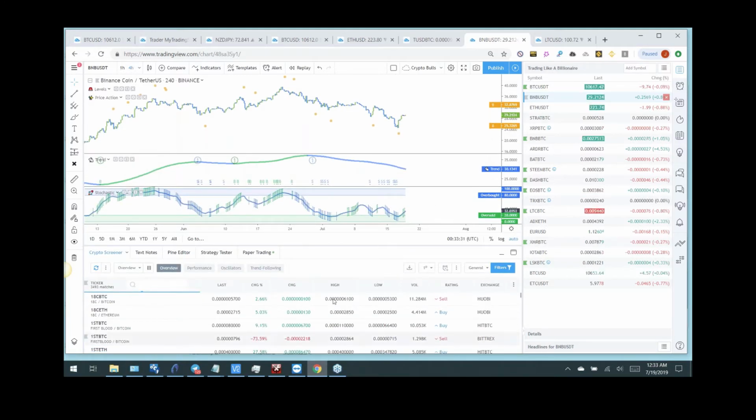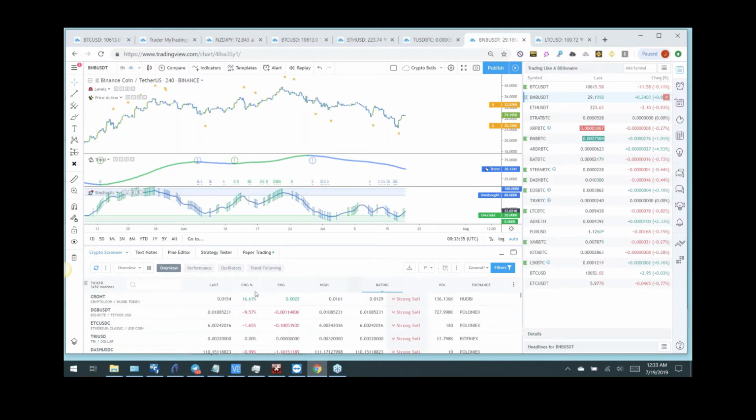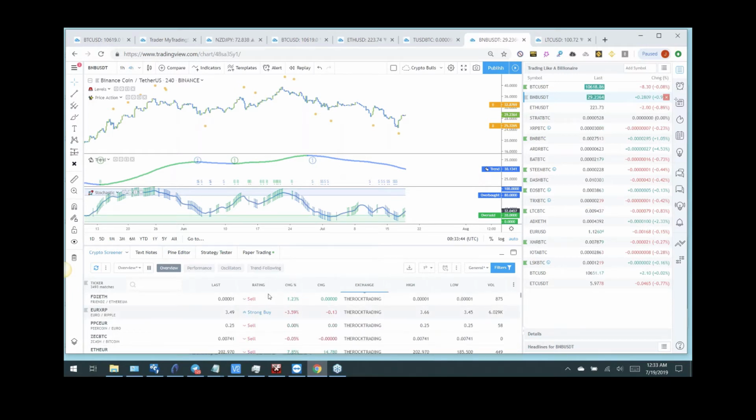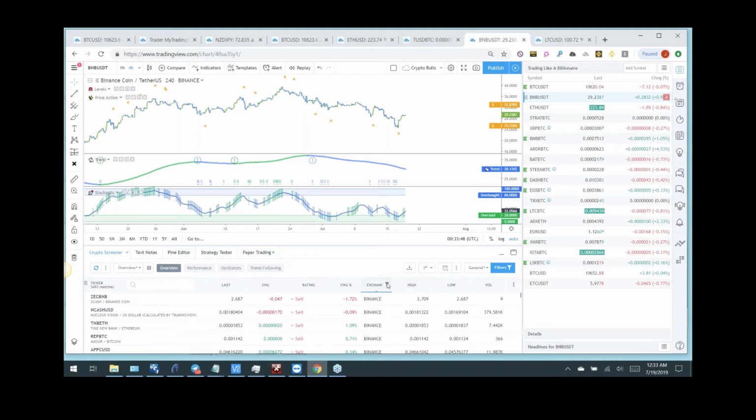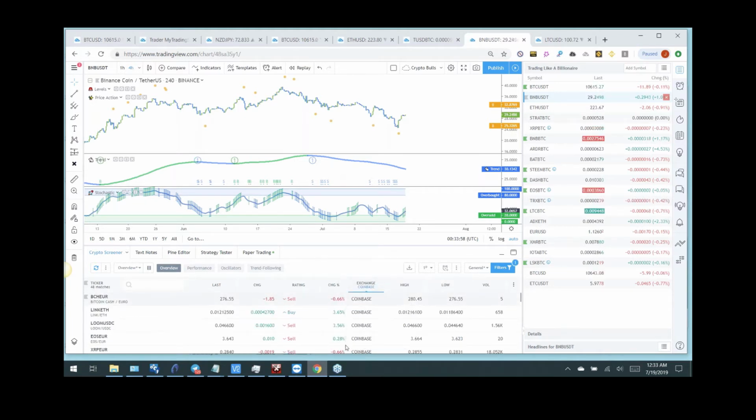What this does is inside TradingView, they created this rating system right here. And what you do is you slide this over according to the exchange that you trade with. So you go here, and we want to go to Coinbase. Now it automatically only shows me the coins in Coinbase. And then right here, they give a rating.